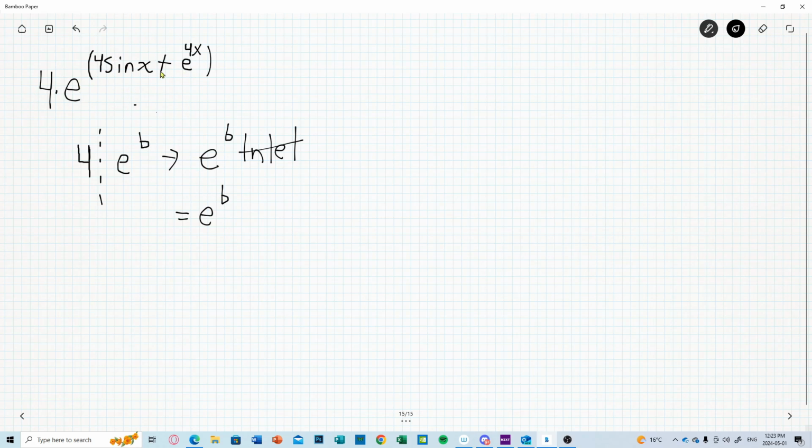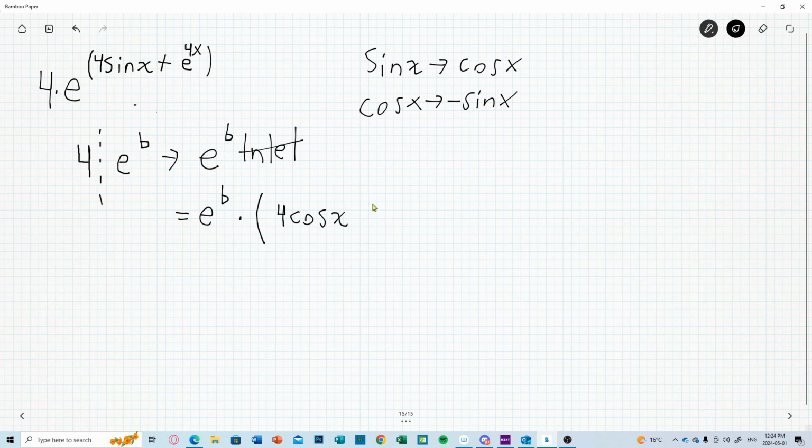Now we got to do the chain rule, which is going to be the derivative of whatever's inside of the bracket, or whatever's the value of b, which is going to be the derivative of 4 sine x plus e to the 4x. So 4 sine x just becomes 4 cos x because of trig, where the derivative of sine x becomes cos x, and the derivative of cos x becomes negative sine x. Now, all we have to do is plus e to the 4x.